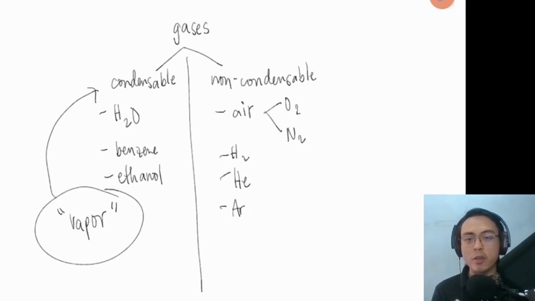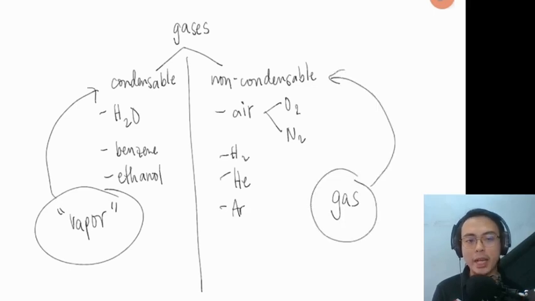We just refer to them as vapor because they are condensable. While the non-condensable components, these are the gases that you can call true gas. You can call them gaseous. So we use gas or gaseous for non-condensable components, gaseous nitrogen, gaseous oxygen, while we call the condensable components vapor, water vapor, benzene vapor. Always remember this.